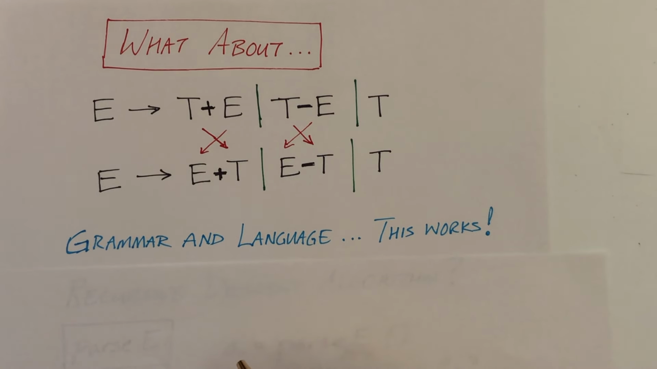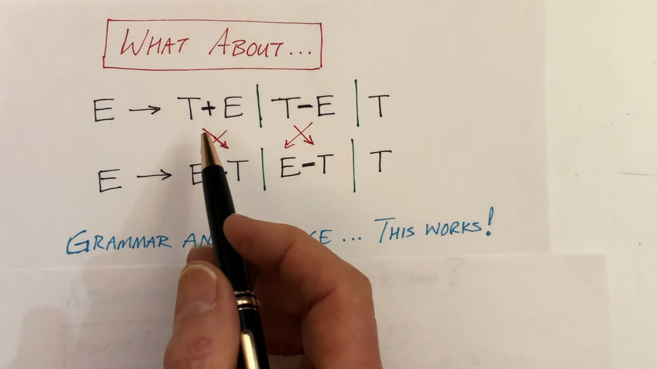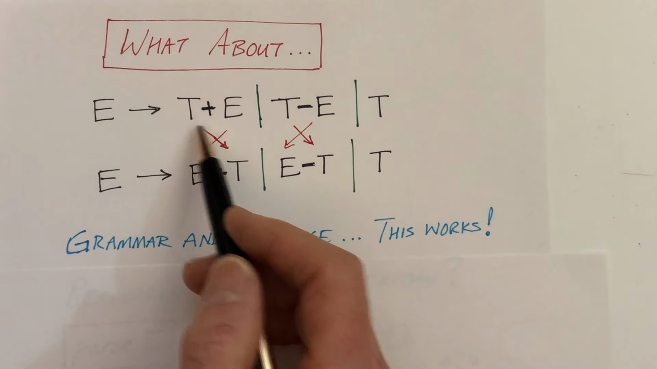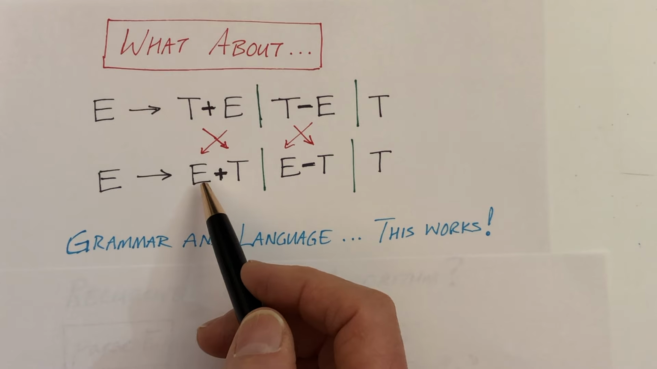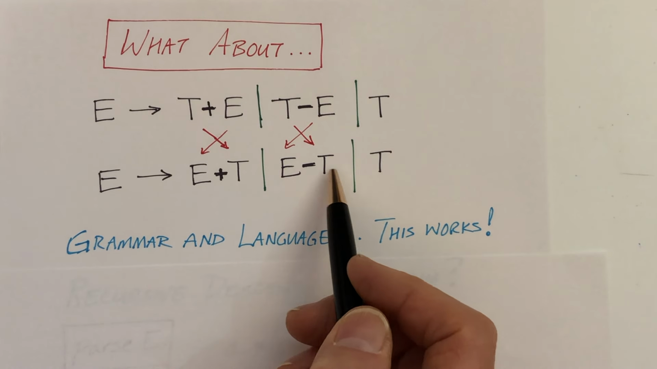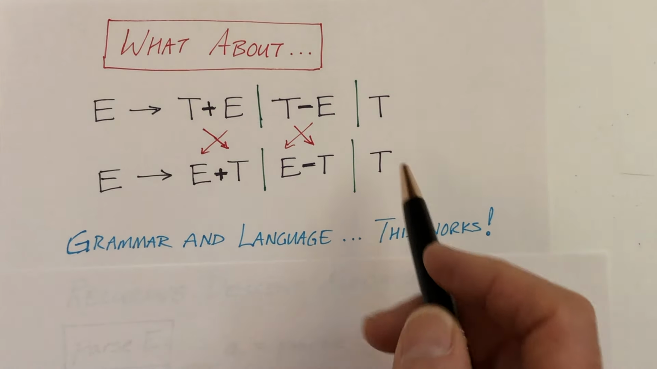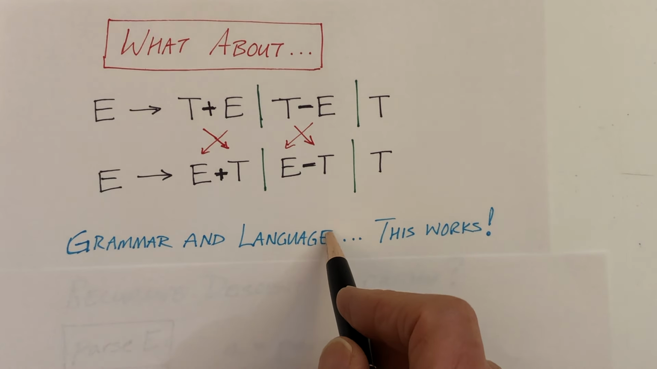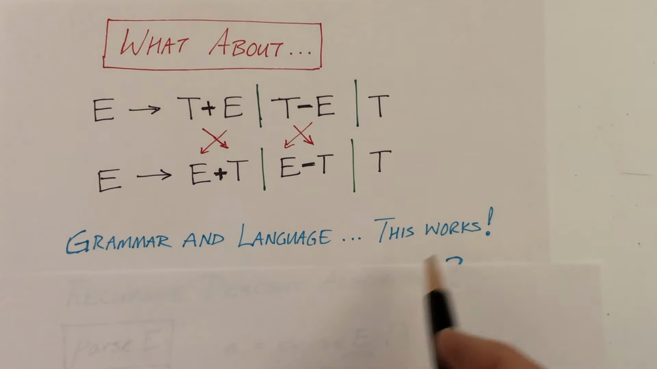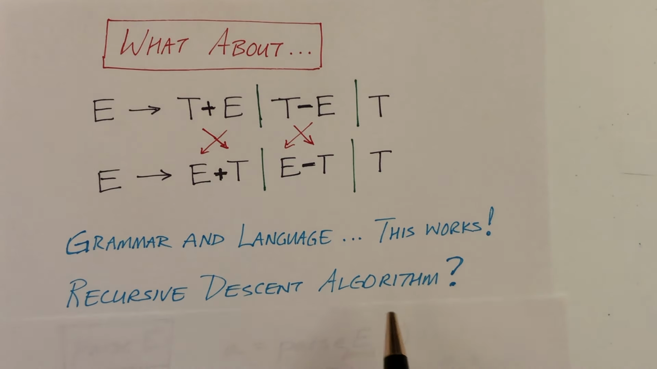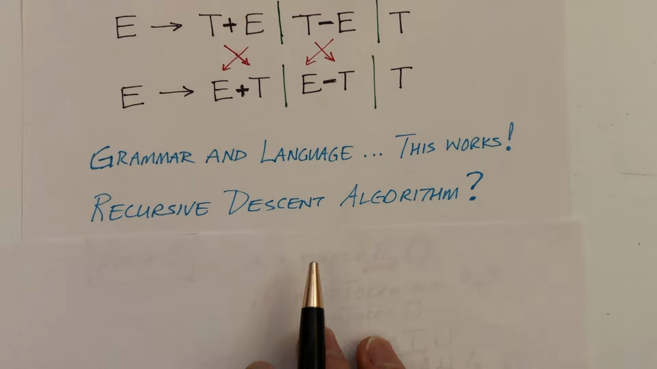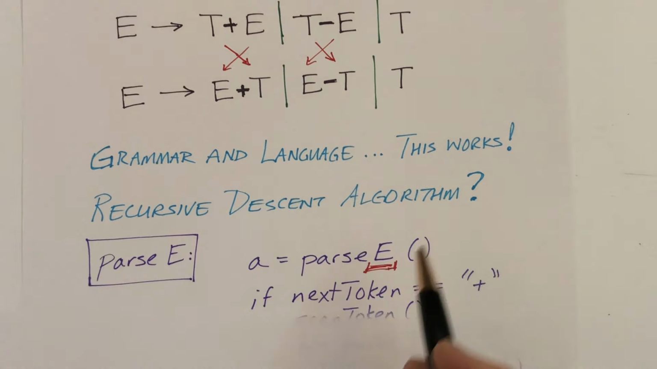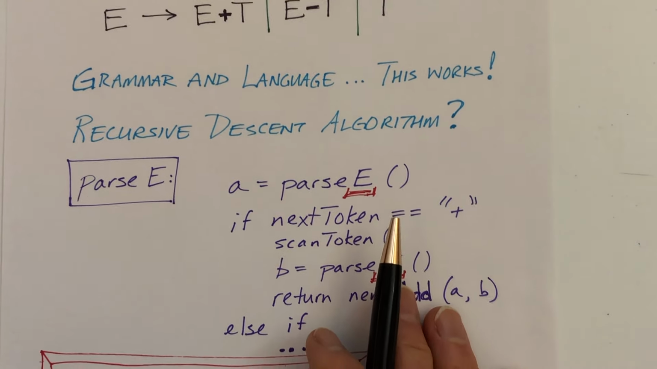So now let's talk about how to fix this. We could always take our original rule and reverse the t and the e. So here we are producing a new rule with e plus t and e minus t. And that is a correct grammar, and the language it describes is the same. And in fact, it models the associativity correctly. However, our recursive descent algorithm will not work with this particular grammar. So let's take a look at what happens.